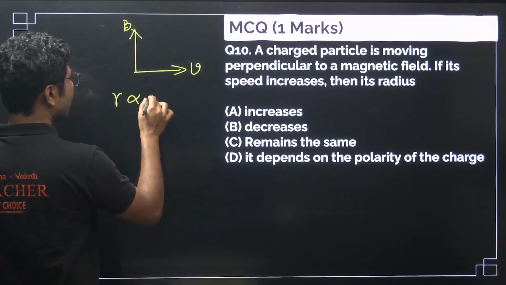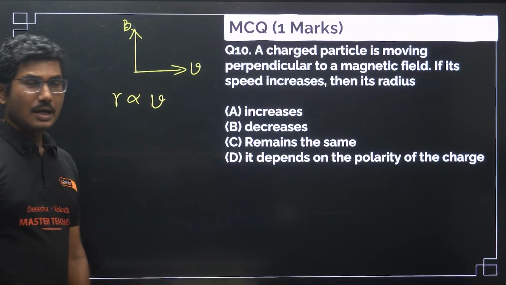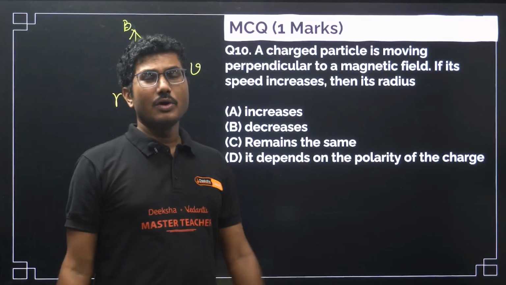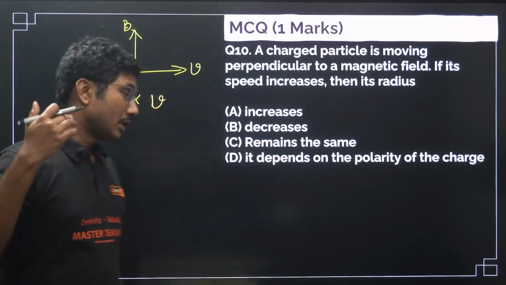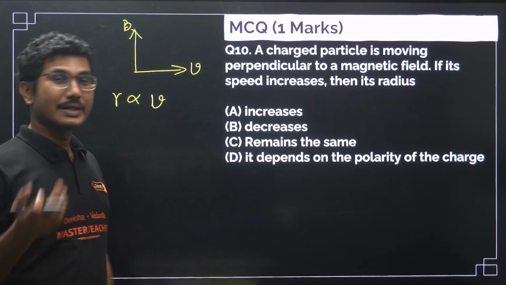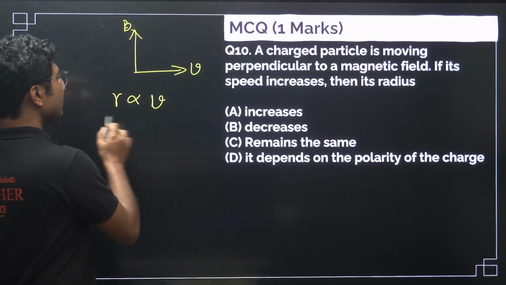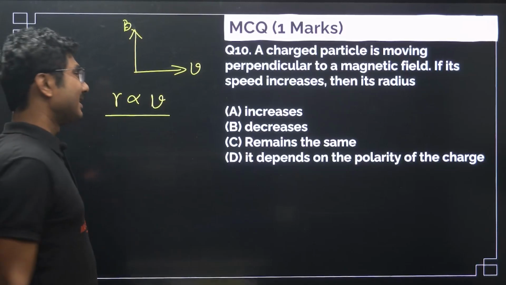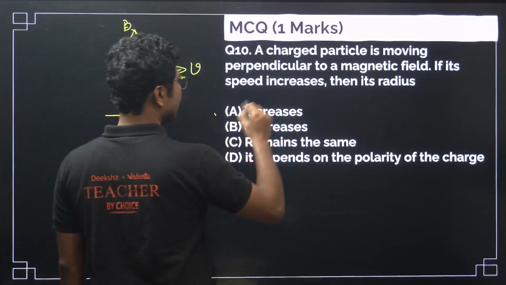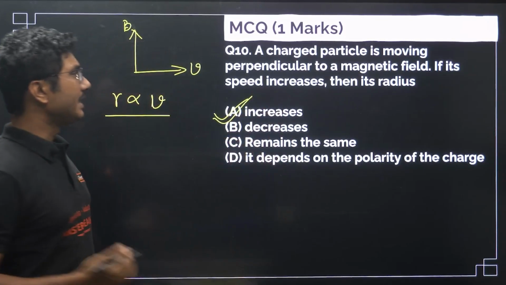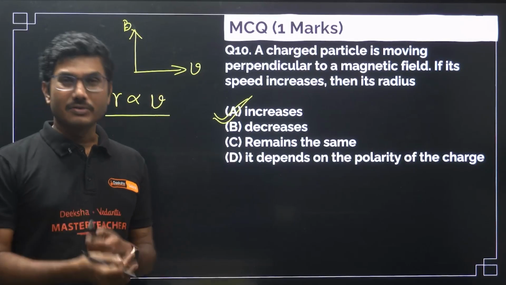Radius is directly proportional to velocity. m v square by r is equal to q v B. So, from there you can calculate that it is directly proportional to velocity. So, if velocity increases, the radius will also increase. So, if speed increases, the radius will also increase.